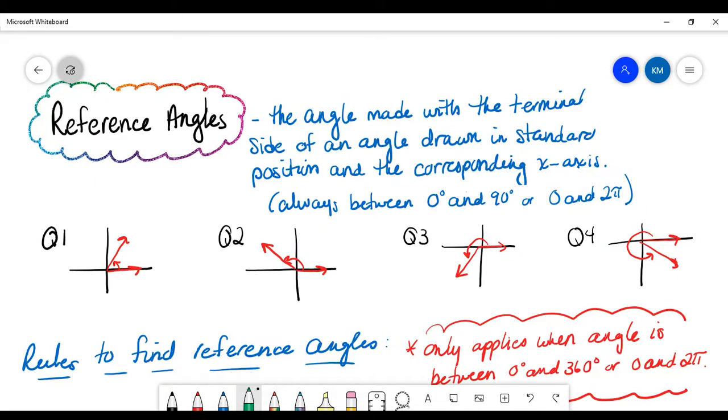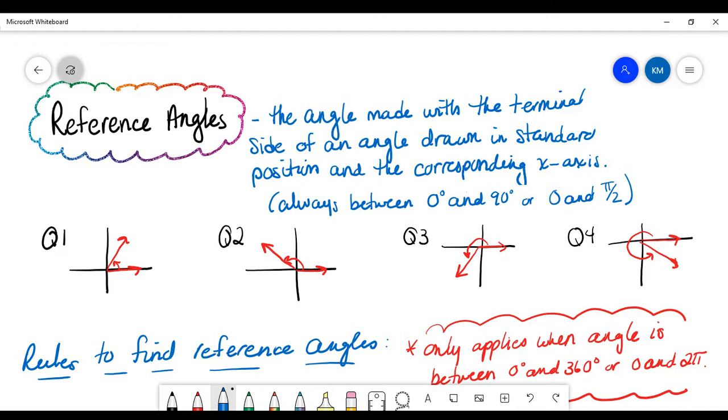Today we're going to be looking at reference angles. A quick review of what a reference angle is. It's the angle that's made with the terminal side of an angle drawn in standard position and the corresponding x-axis. And since we know about radians, we are looking at not only angles from 0 to 90, but also 0 to, I should say, pi over 2. All those angles are small.